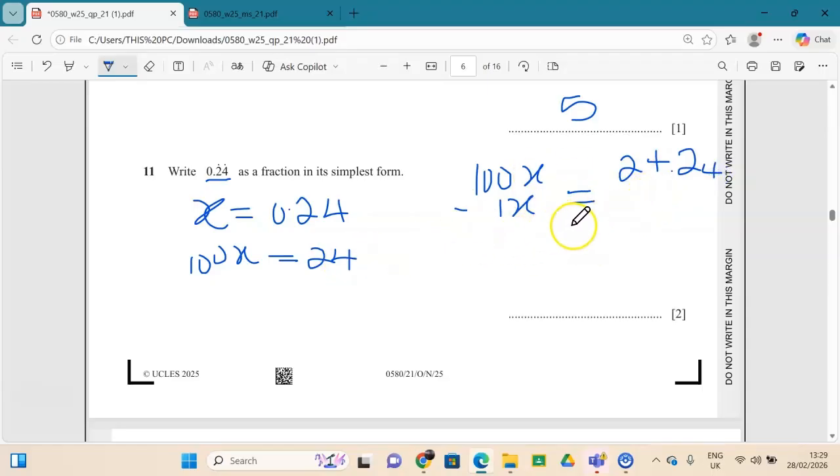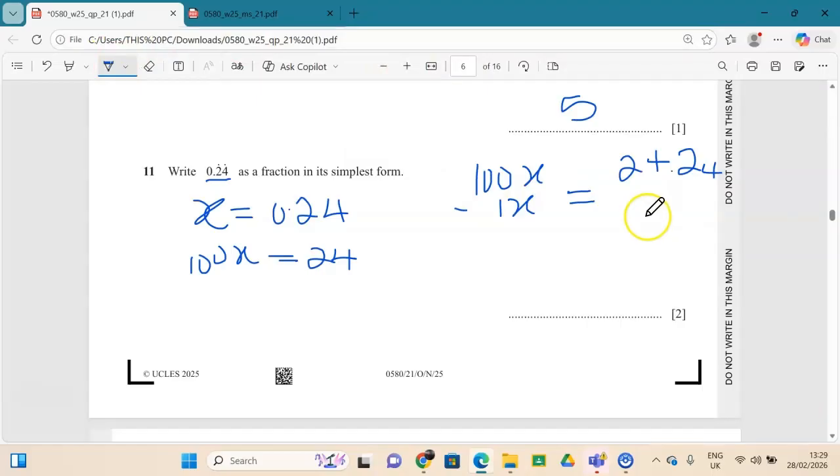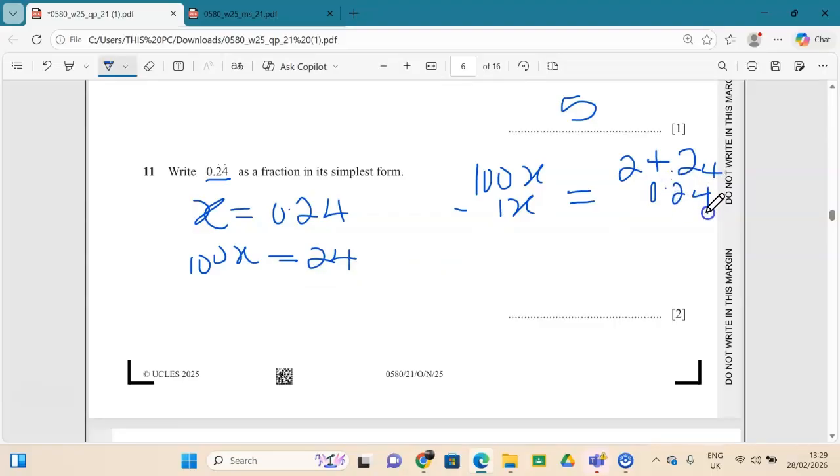24 keeps being repeated. So here, what do we do now? We can also write 0.24, and this will be written as 0.24. So let's get the difference. Here we are going to have what? 24 for sure. Then 0.24 minus 0.24 will give us 0. So we're going to have 24 here. And this will be equal to what? 100 minus 1 will give us 99.